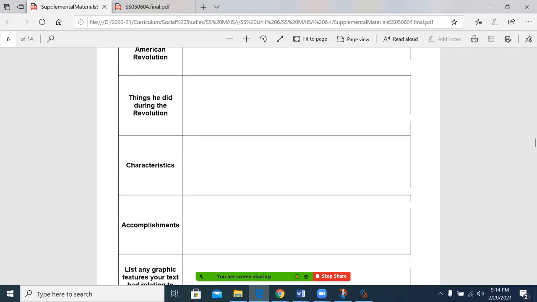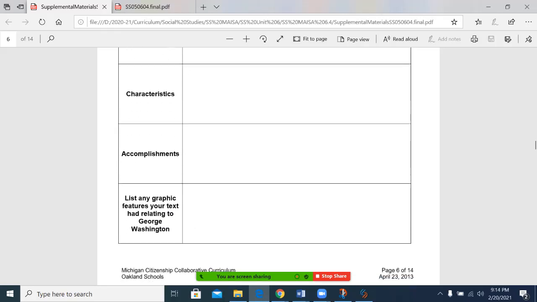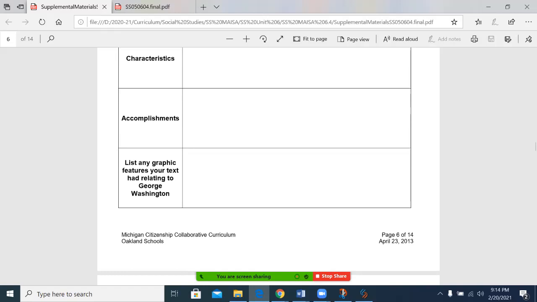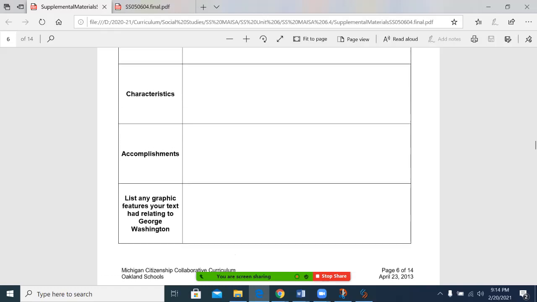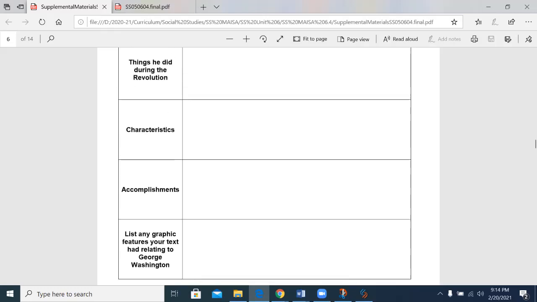What were characteristics? So, what was his personality like? What were his accomplishments? Like, what things did he do well? And finally, any graphic features your text had relating to George Washington. If you see any pictures, right on the top, this assignment was originally written as if we had a textbook, and we do via the Michigan Open Book, but Google is a very useful tool, and I'm encouraging you to actually use it in this case. So this is what you will fill out.